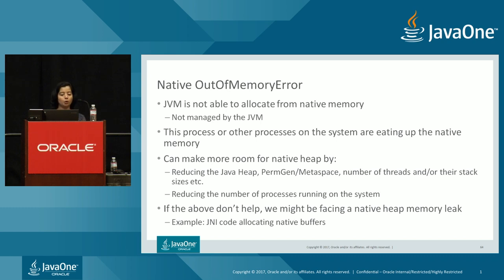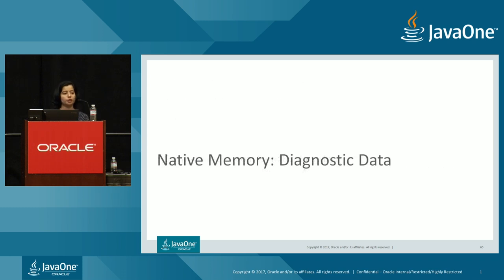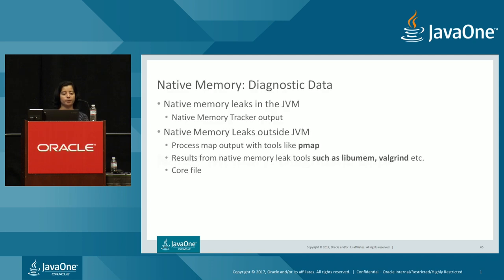And we can make more room for native memory by reducing the Java heap size, or reducing the permanent generation or metaspace size, reducing the number of active threads or their stack sizes, or terminating some of the processes on our system which we don't need at that moment. And if the above doesn't help, we might be facing a native memory leak. For example, JNI or JVMTI code might be allocating native buffers and might not be deallocating them as necessary. So which diagnostic data can help us to troubleshoot native memory issues?